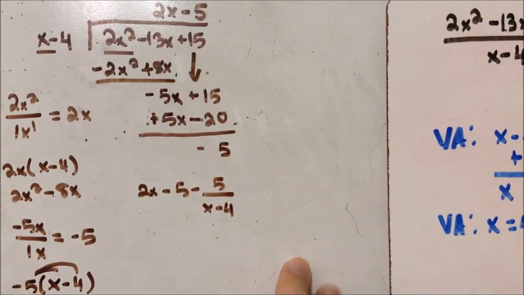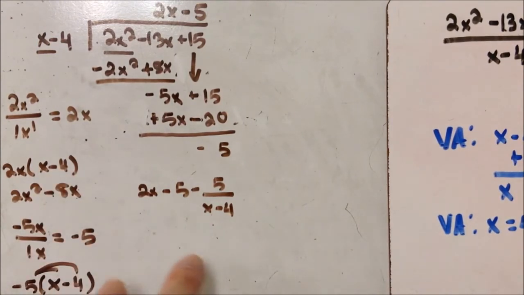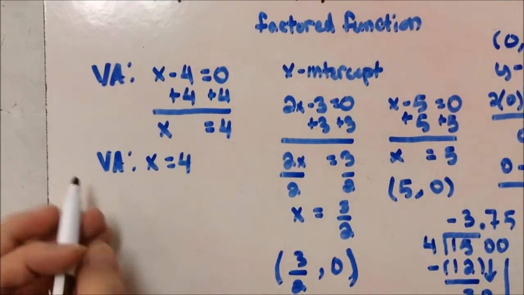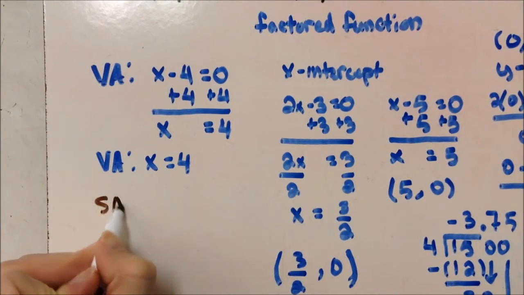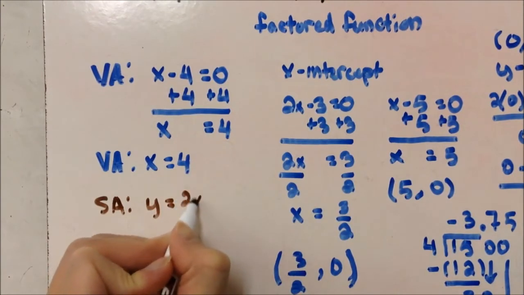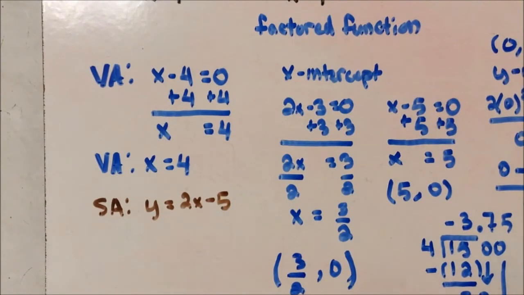Now, this would be the answer for long division, but we're only looking for the slant asymptote, so we don't need the remainder. We just need 2x minus 5. So our slant asymptote is y equals 2x minus 5. So here, instead of saying HA, I'm going to say SA for slant asymptote. Y equals 2x minus 5. So that's our slant asymptote.